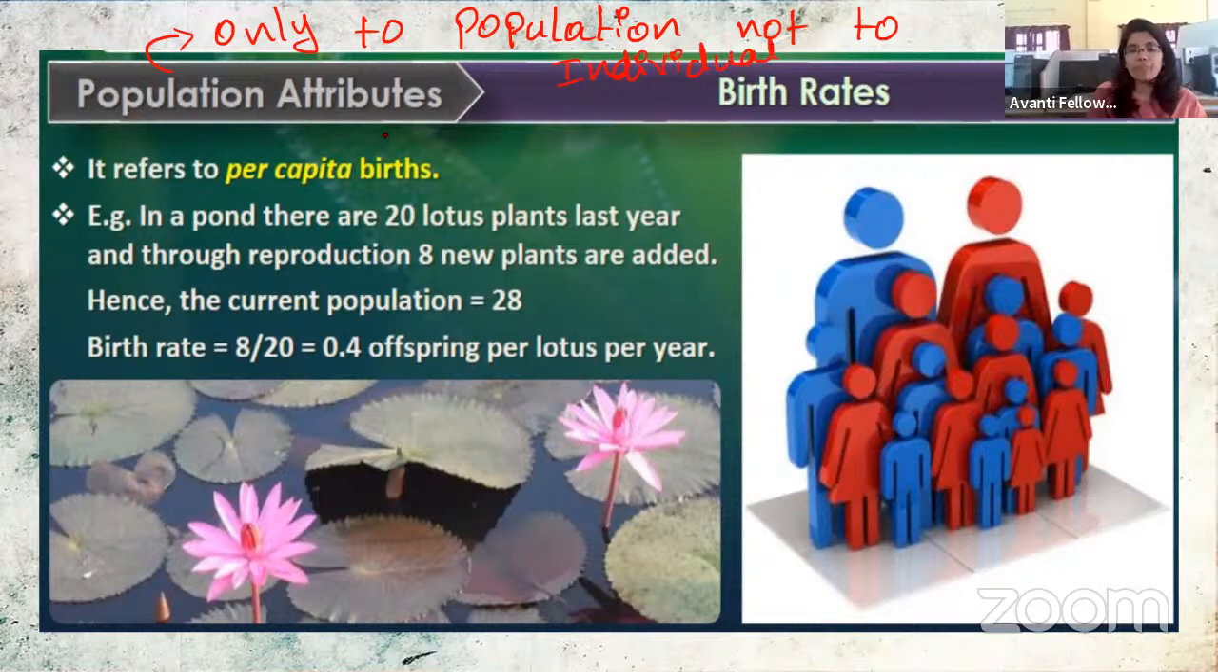We are taking a particular time. In that particular time, how many organisms have died and what is the rate of it? How many organisms have been born and what is the rate of it? This is what is called a birth rate. So it refers to per capita births. Remember it.